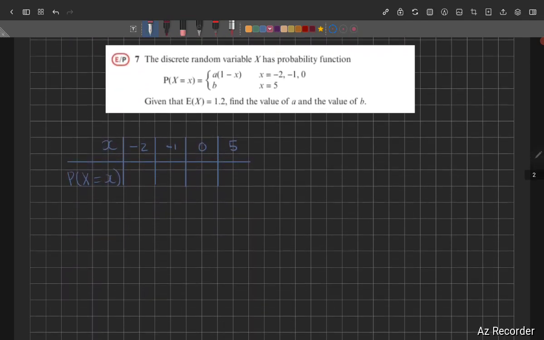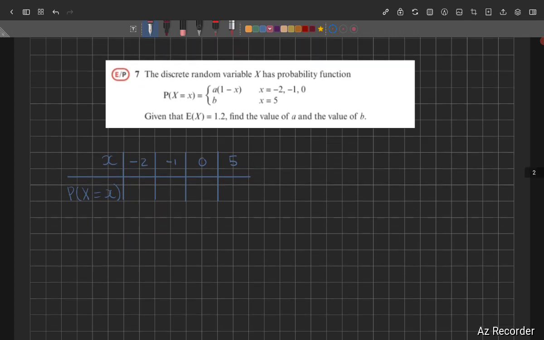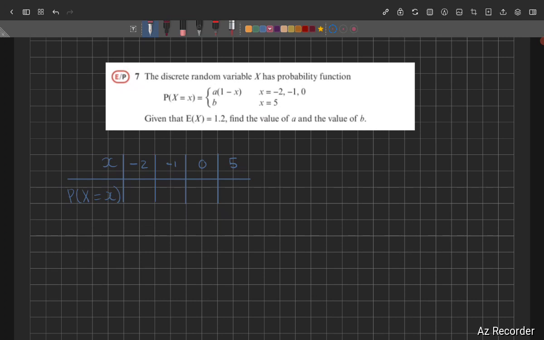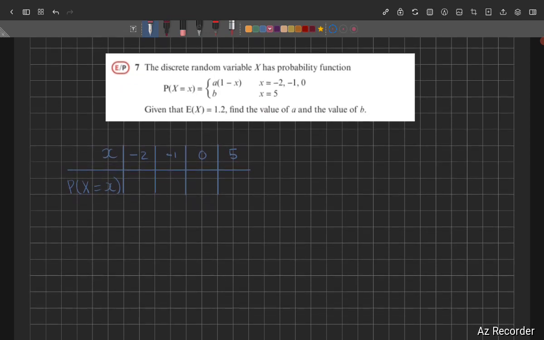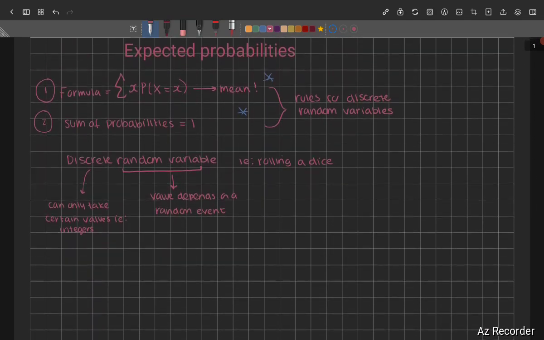Now for our second example, this is a lot more tricky and quite a big step up. The discrete random variable x has a probability function as presented. Given that E(x) equals 1.2, find the value of a and find the value of b. In this problem, because we need to find the value of a and the value of b, we will need two simultaneous equations. So we will need to remember our two rules, which we have stated up here.